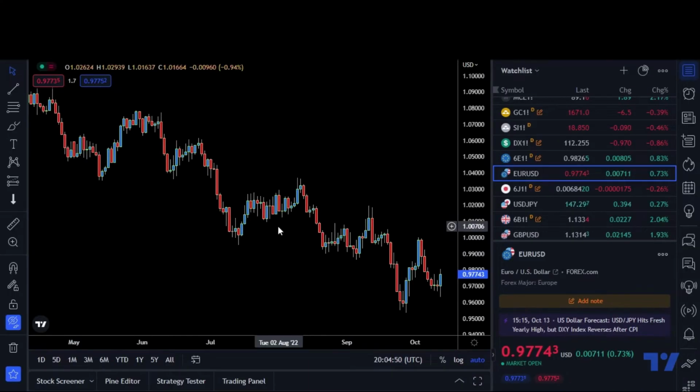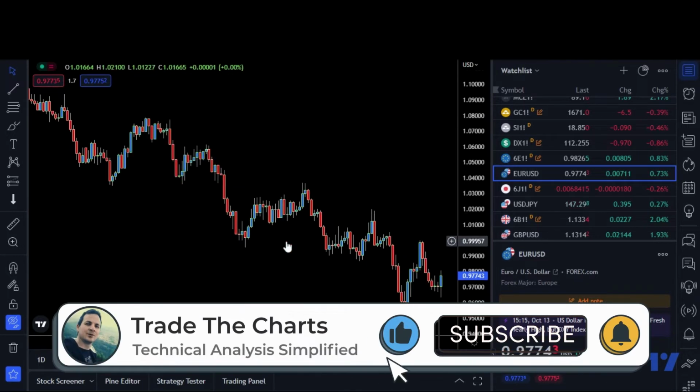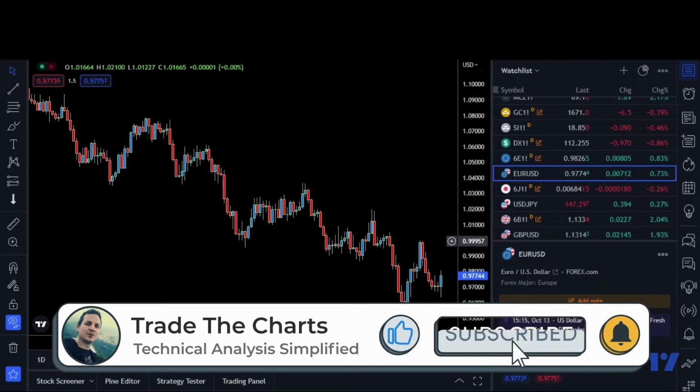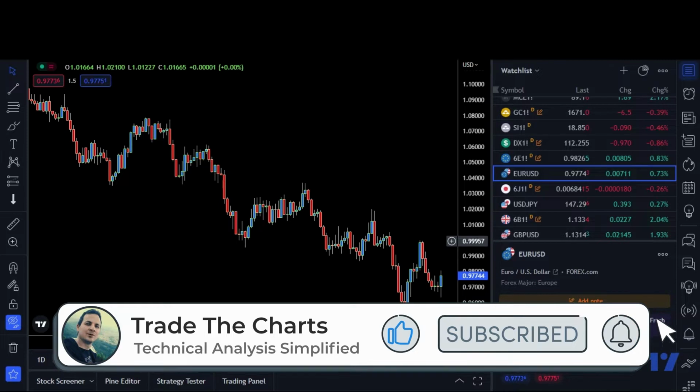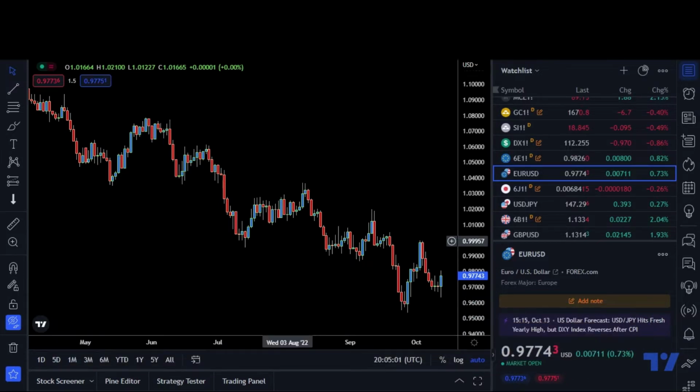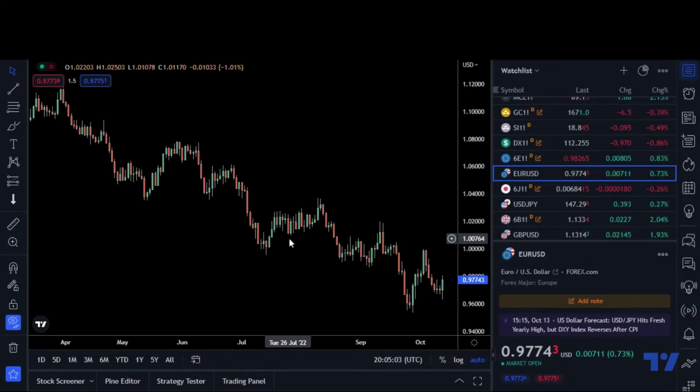Okay, so when it comes to setting up charts, there's many different ways you can do it, of course. Lots of different traders have most likely different opinions on it. Some use indicators, some don't. I do not use indicators. I don't believe in them.